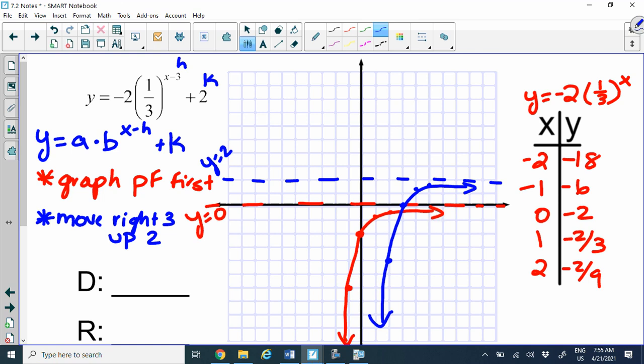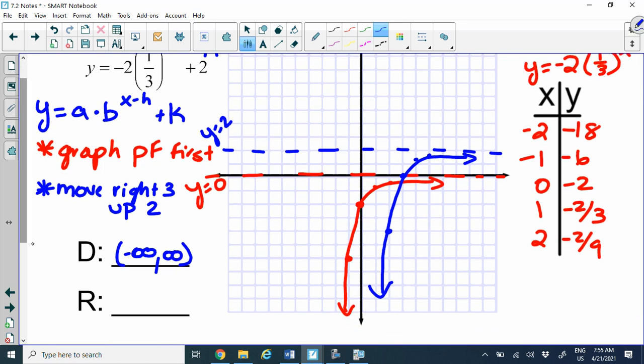And now let's go ahead and do the domain and range of our blue function here. So any exponential domain is negative infinity to positive infinity. Our range, now our asymptote's at 2, but notice that our graph is below the asymptote. So that means we are decreasing there. So going from negative infinity to our highest value, which is not really included, but it's up to 2.